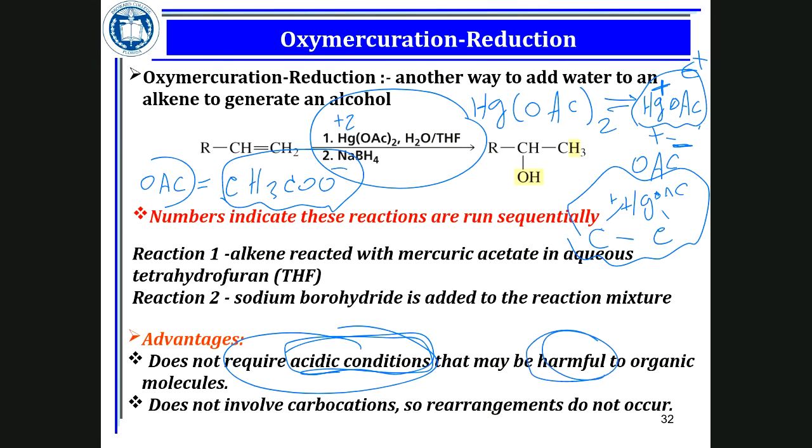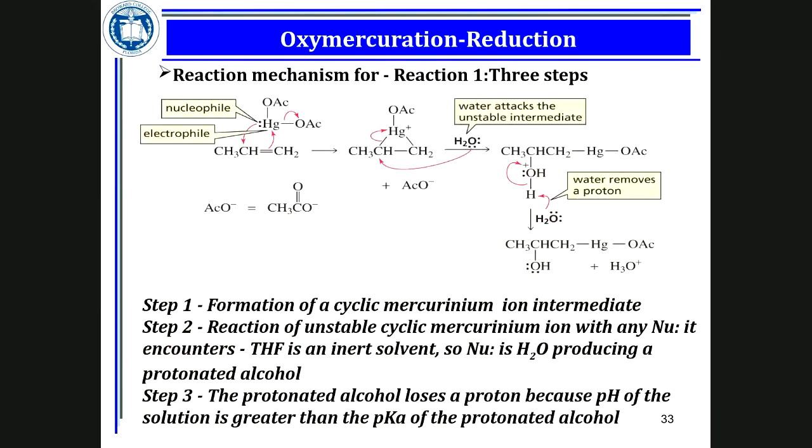So in this case, you're not adding the sulfuric acid. Sulfuric acid can easily dehydrate the organic molecule, so it could be harmful. So when oxymercuration, demercuration takes place, you don't have to add the acid catalyst either. There is no carbocation, so there is no rearrangement. So these are the advantages of oxymercuration, demercuration. It is a two-step reaction. Step 1 is oxymercuration. Step 2 is demercuration.